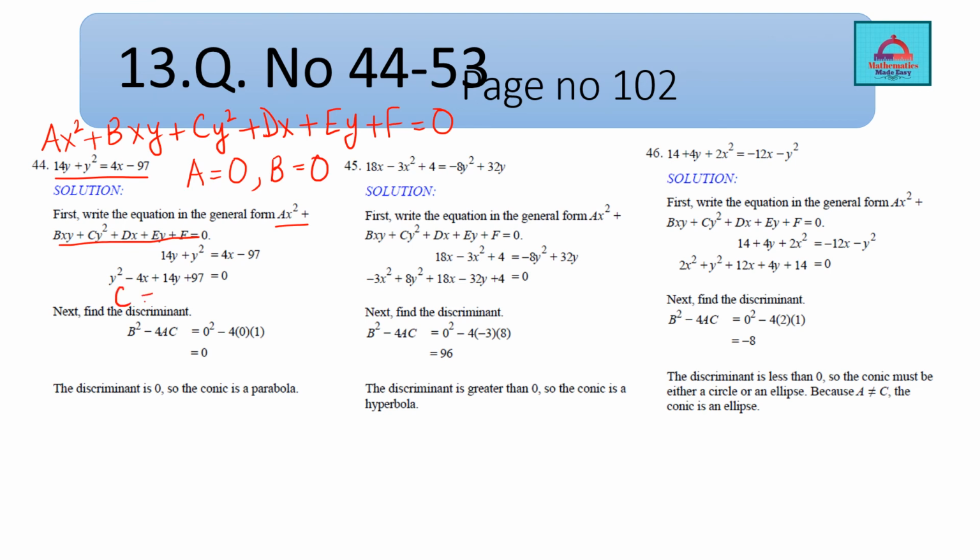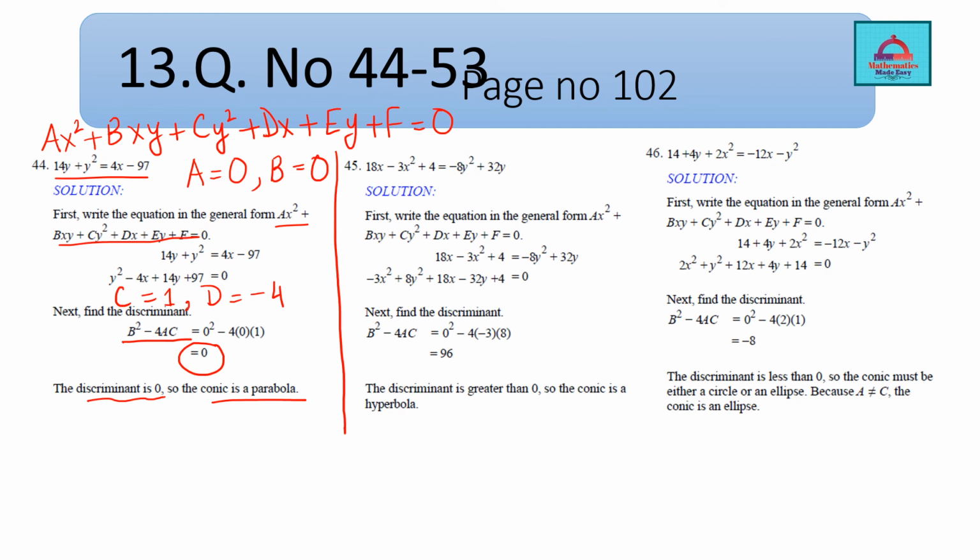Identify c. C is the coefficient of y square, so it is 1. Identify d. D is the coefficient of x, so that is, if you take it on the other side, minus 4 and so on. Now you find b square minus 4ac. So b square minus 4ac is 0. From the condition you know that the discriminant is 0, so the conic is a parabola. That completes 44.